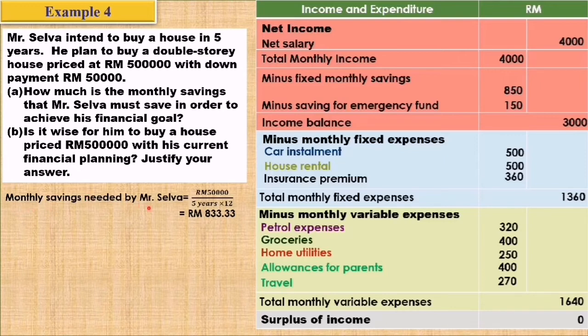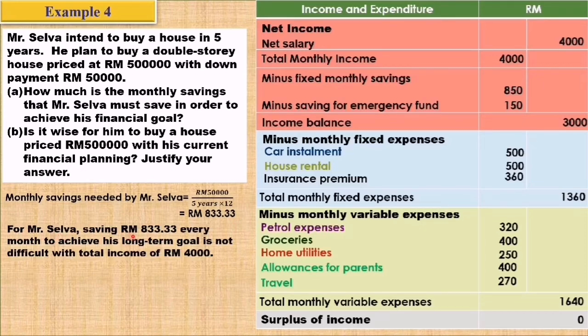Monthly saving needed by Mr. Silva equals 50,000 divided by 5 years times 12. So we need to count monthly. So that's why 5 multiply 12. That is 833 ringgit 33 cents. For Mr. Silva, saving 833 ringgit 33 cents every month to achieve his long-term goal is not difficult with a total income of 4,000 ringgit.